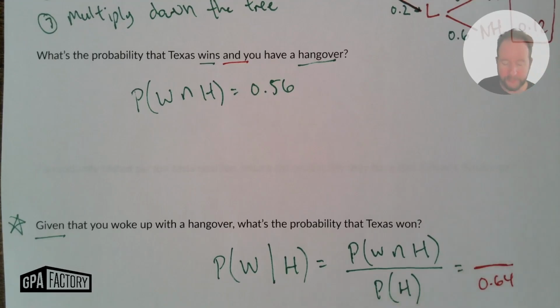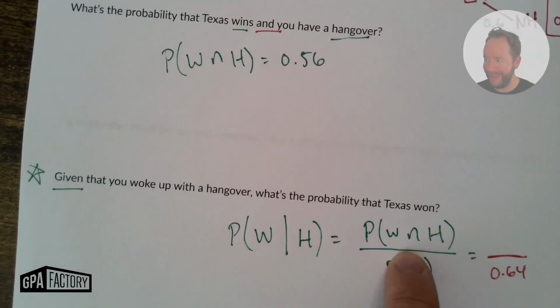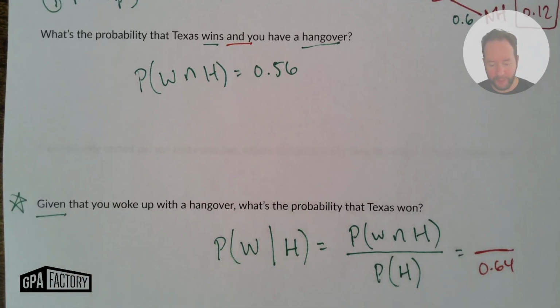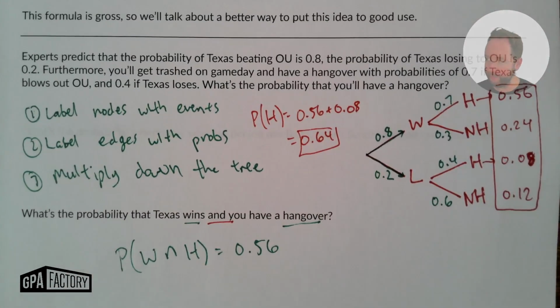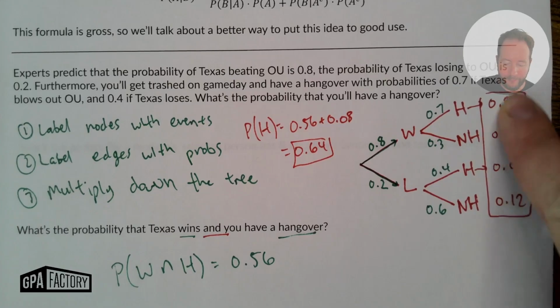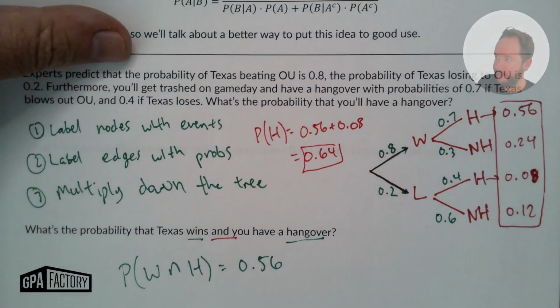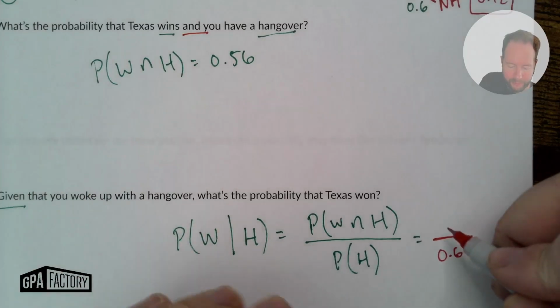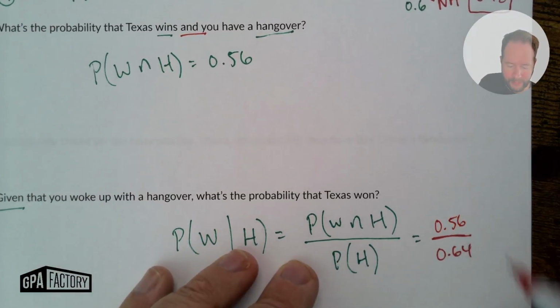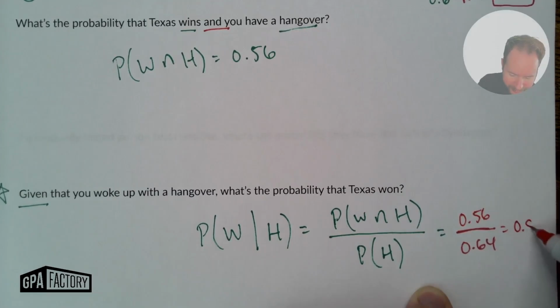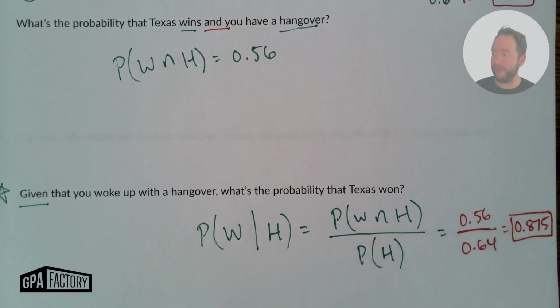What about my numerator? Well, again, the astute among you probably realize, hey, wait a second, the probability of win and hangover is something we found just a second ago. But in case you need a reminder, the way we get that is by looking at our tree, and I'm looking for the one probability that corresponds to both hangover and win, which is 0.56. So that's going to go in my numerator. 0.56 goes here. That's going to give me a final answer of 0.875. And that is your answer to this Bayes rule question.